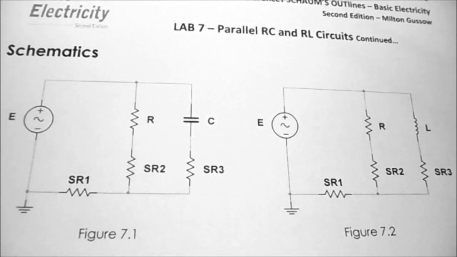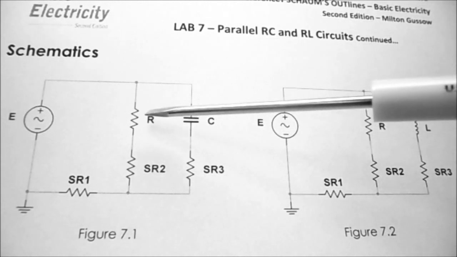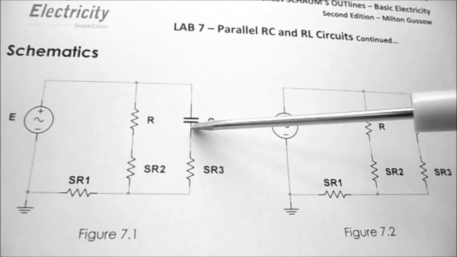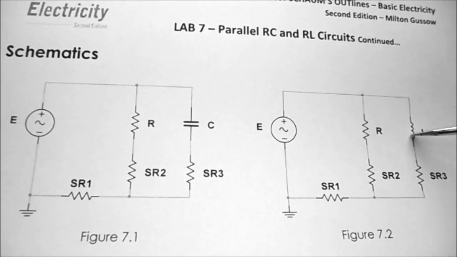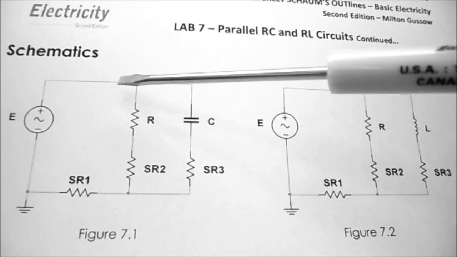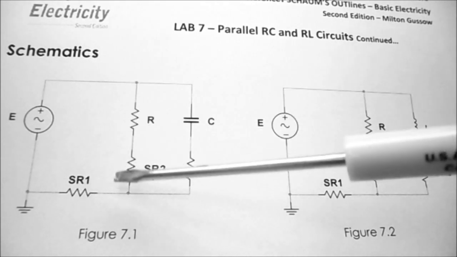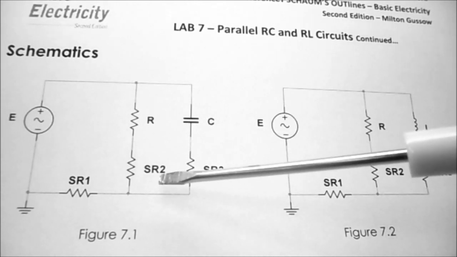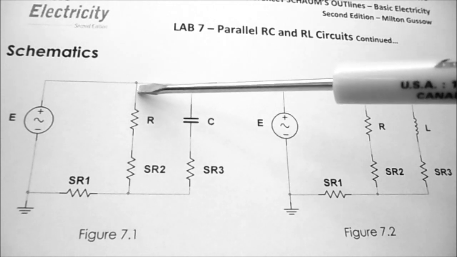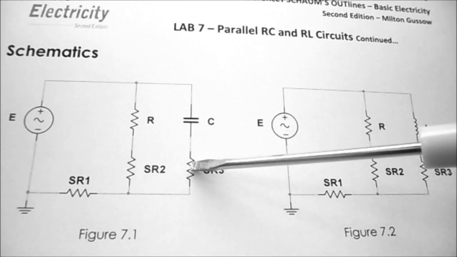We're using two schematics today, so we can see Figure 7.1 is R in parallel with C, and Figure 7.2 is R in parallel with L. Now keep in mind, when we have a parallel circuit, the voltage across both components will be the same and have the same phase angle. The current will be different through each branch of our circuit.